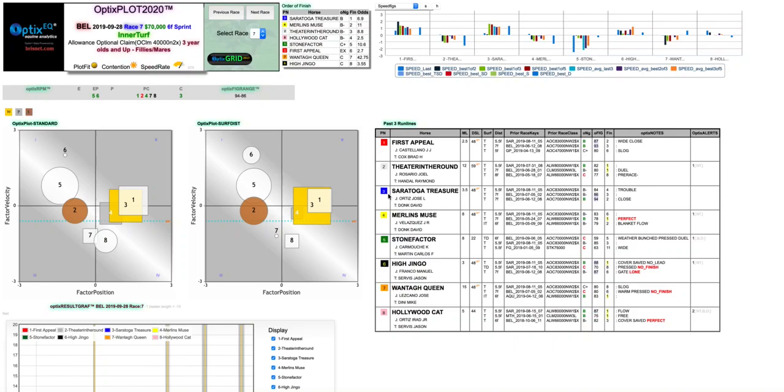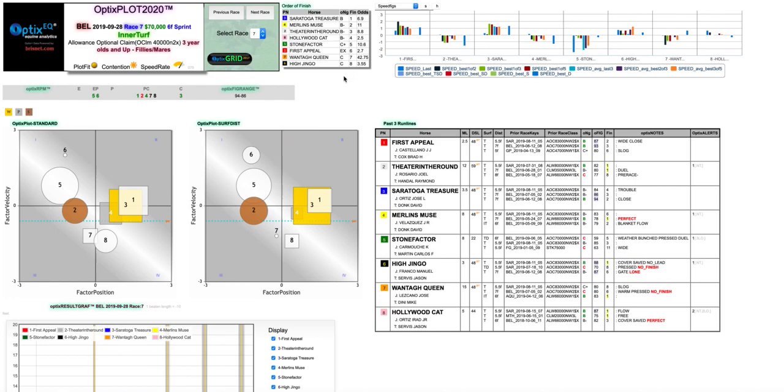John Doyle of OptixEQ, and I will look at past results of this past weekend at Belmont, September the 28th, races 7 through 11. I put a video together analyzing the pick 5 sequence, and I want to follow up and show you with OptixPLOT 2020 what results look like too.